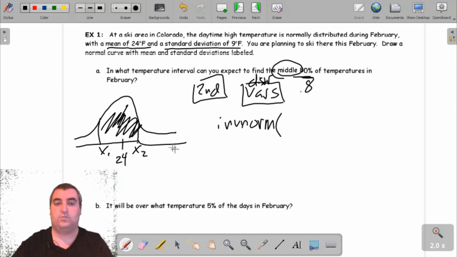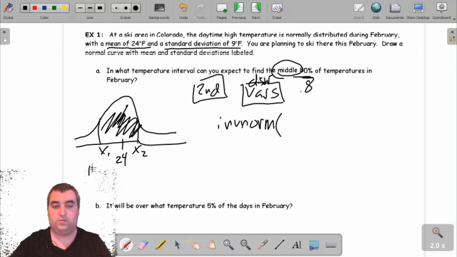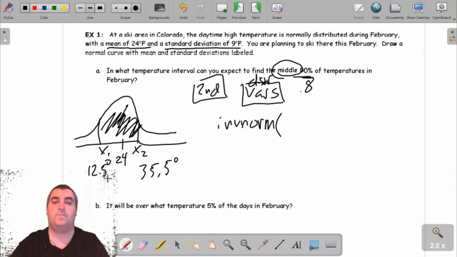No issue there. So this is 12.5 degrees, and this one would be 35.5 degrees. They should be equidistant from your mean because it's normally distributed, so you have that symmetry.